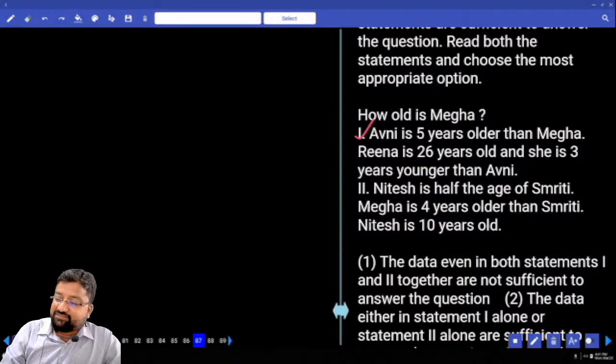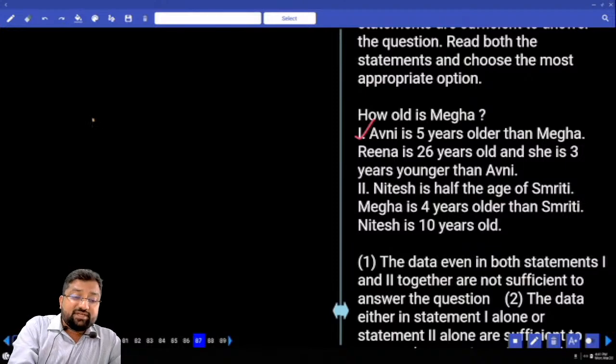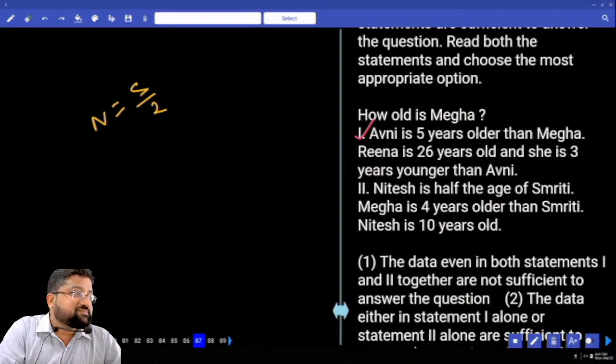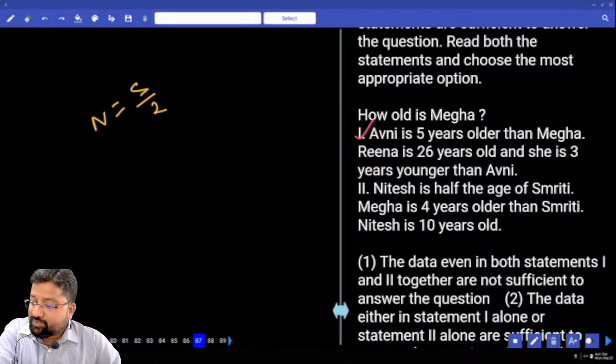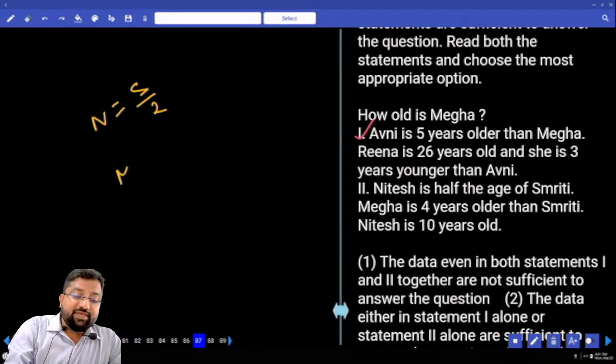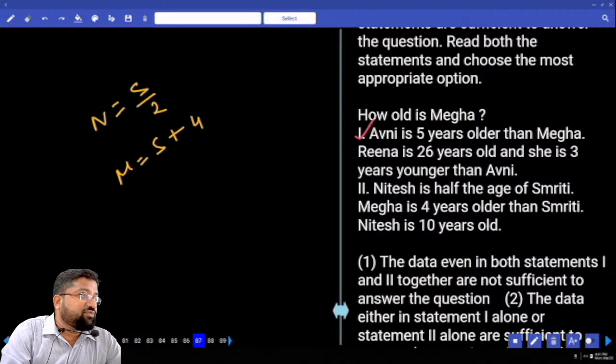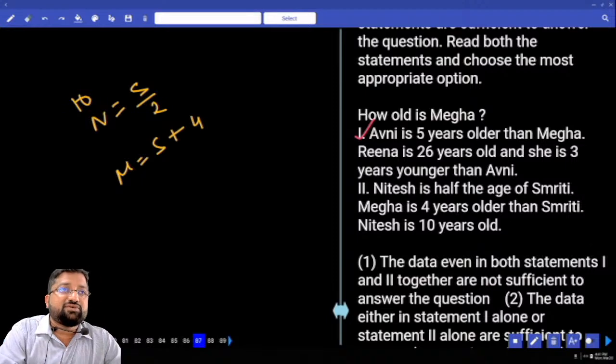Nitish is half the age of Smriti. Nitish is equal to half the age of Smriti. Next, Megha is 4 years older than Smriti. Megha is equal to Smriti plus 4. Nitish is how many years old? 10 years. Nitish is 10 years, Smriti equals 20 years, Megha is equal to 24.